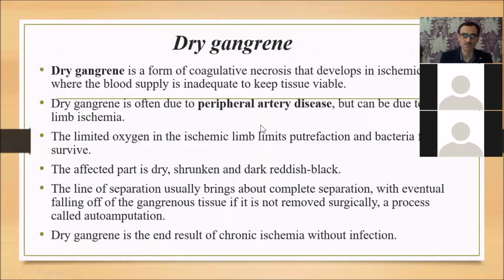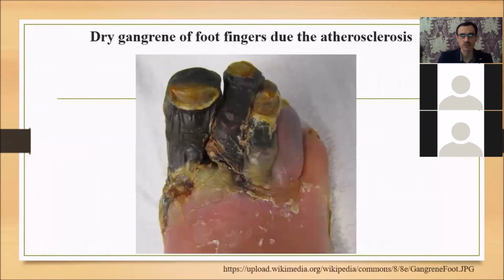Another type is gangrene. Gangrene is also a subtype of coagulative necrosis. In some literature, it is not shown separately as a type of necrosis. There are three types: dry gangrene, wet gangrene, and bed sores. The dry gangrene often develops during peripheral artery disease, such as acute limb ischemia. Here you see the dry gangrene of the foot during atherosclerosis.